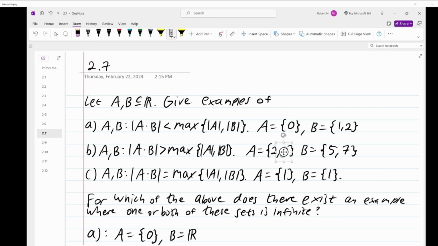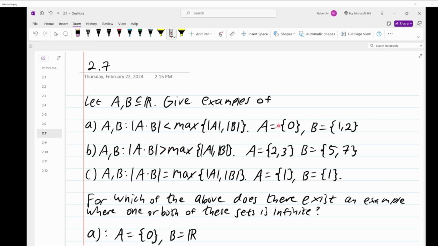Incredible. Then we're supposed to give examples. Yeah, I have my examples written over here. So if A equals {0} and B equals just {1, 2}, then A times B is just going to be {0}, isn't it? Because the elements are going to be 0 times 1 and 0 times 2, which are both 0. Yep.